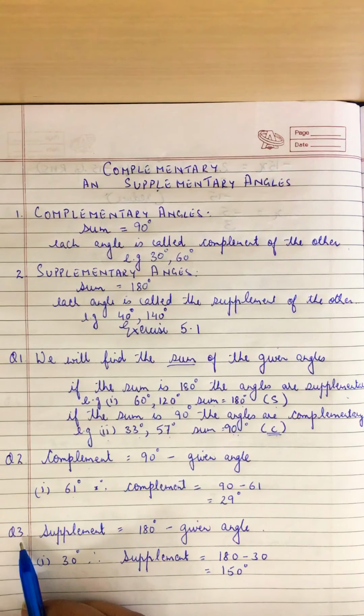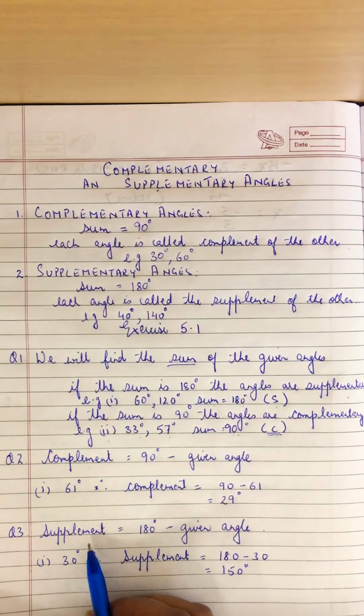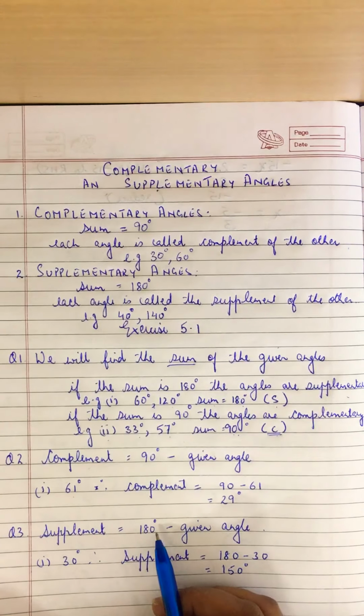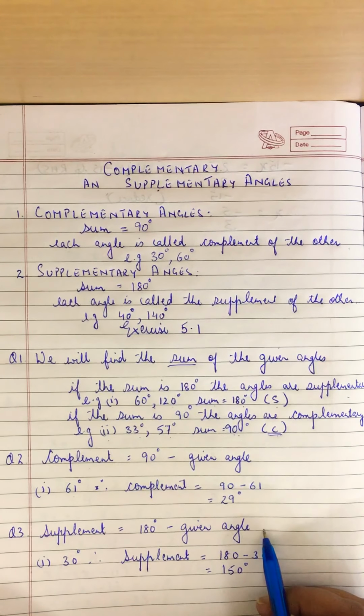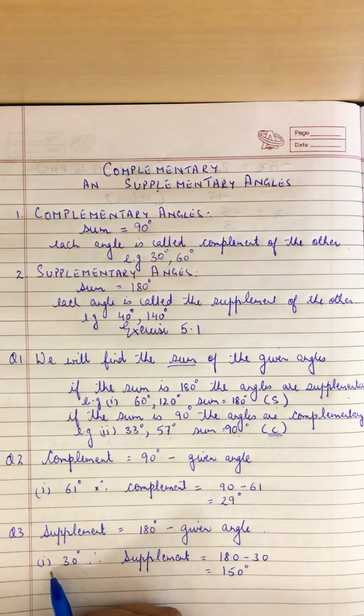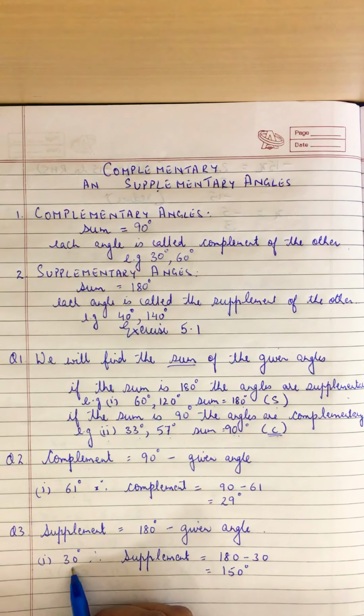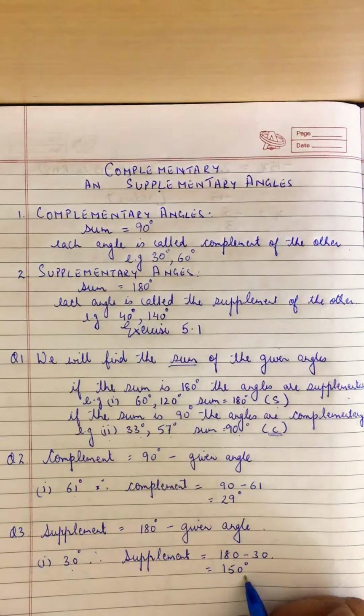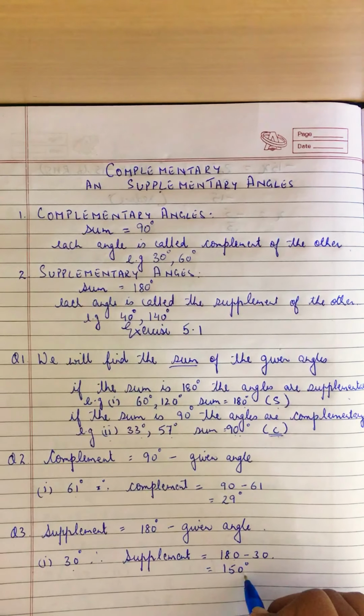Coming to question number 3, in this question we have to find supplement. The formula goes supplement is equal to 180 minus the given angle. So the first part, supplement of 30 degrees will be 180 minus 30, which is equal to 150 degrees.